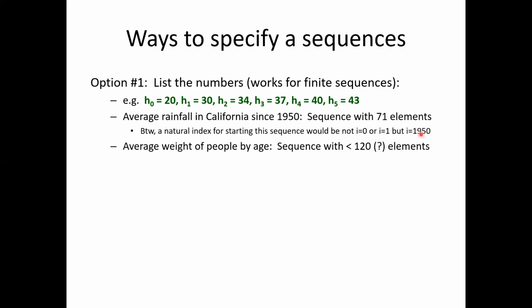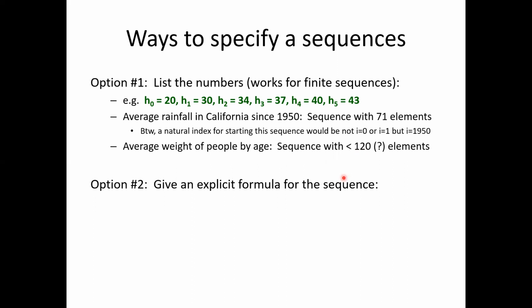So let's say you denote the rainfall as Ri. In year i, the rainfall is Ri. And that sequence starts, the first element is R of 1950, and the last one is R of 2020. Or say average weight of people by age. So that one would start at year 1 and, sadly, end at some index.